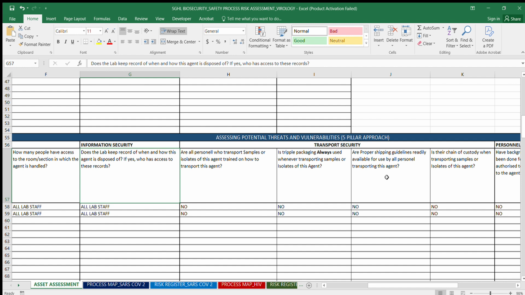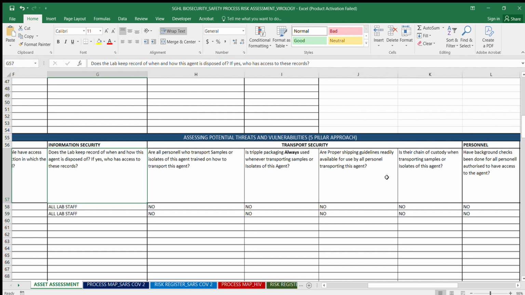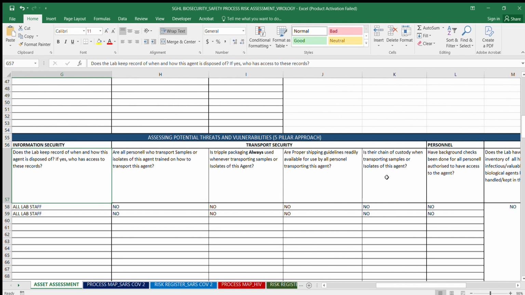So this question is similar to the training. If people have the guidelines, it means that they'll know how to handle the agent. Then the most important question: is there chain of custody when transporting samples or isolates of this agent? So, is there chain of custody?